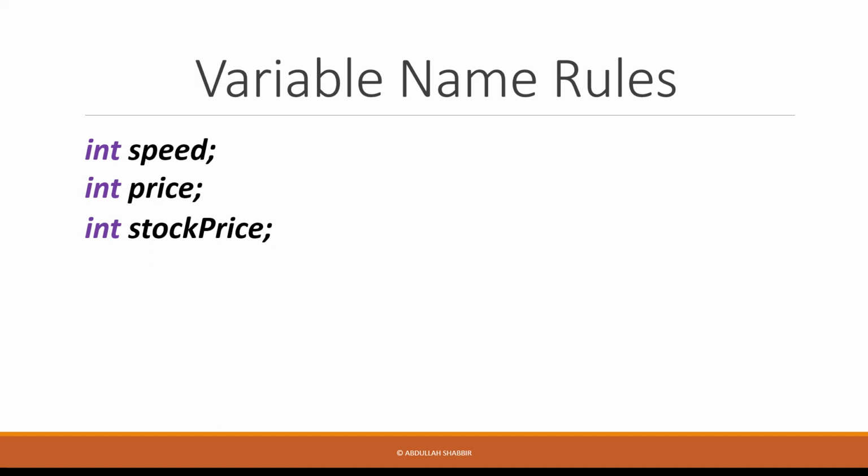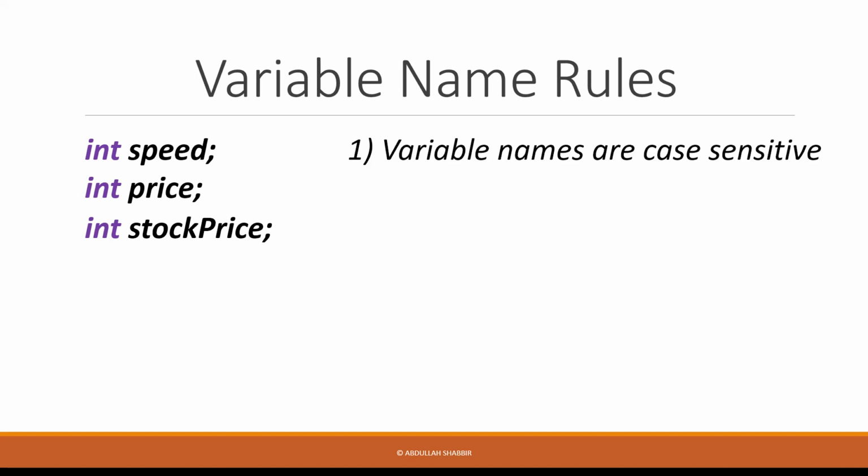Number 1. The variable names are case sensitive. Just like any instruction in Java, variable names are also case sensitive. Which means if we try to use this variable stockPrice here in a statement like this, but with a small lowercase p instead of this upper P, then Java won't understand what this variable is because it would assume that it's a different variable and it won't find it in your program. So you have to follow the same case of variable that you have declared earlier.